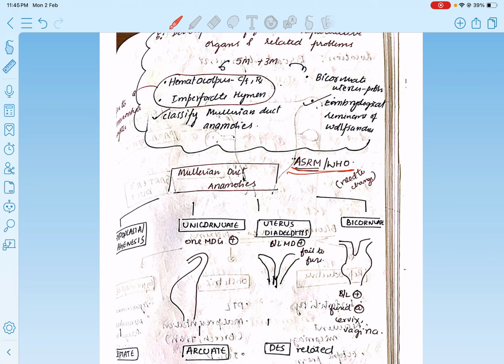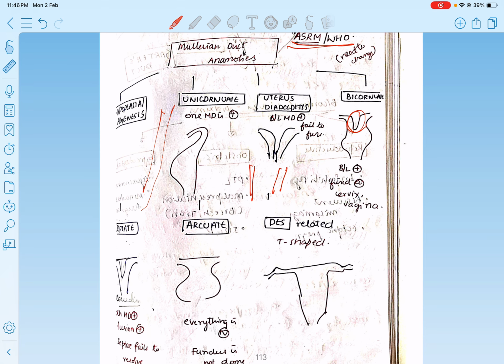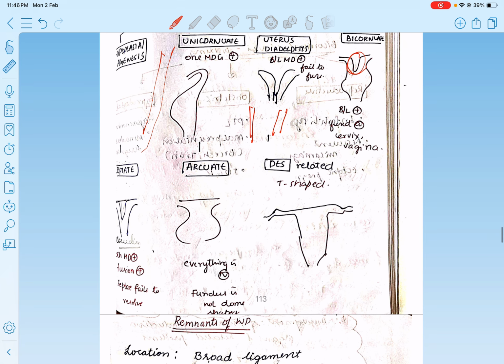Okay, so based on that, you can have an absent uterus, or you can have only one cornua, that is only one horn present, or you might have two present but not fused at the top, or you might have the septum which is still there and not regressed, or due to DES related changes you have a T-shaped uterus.